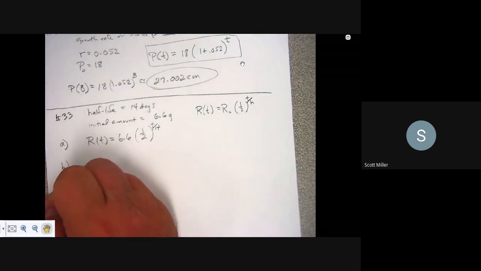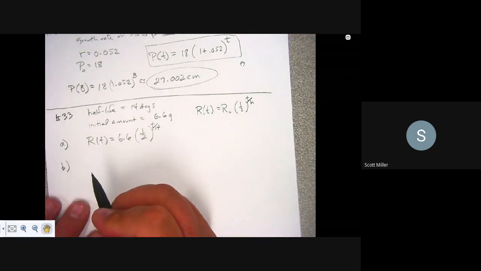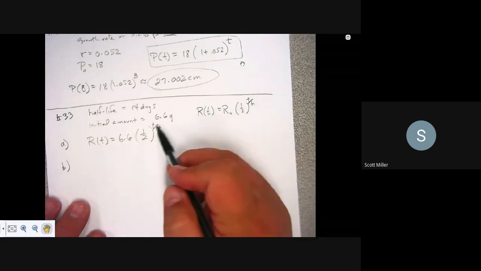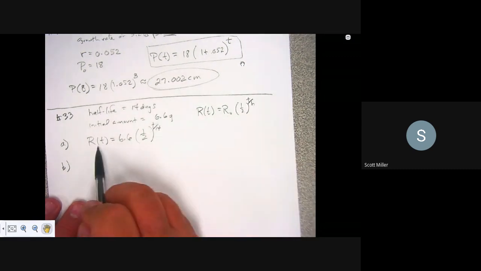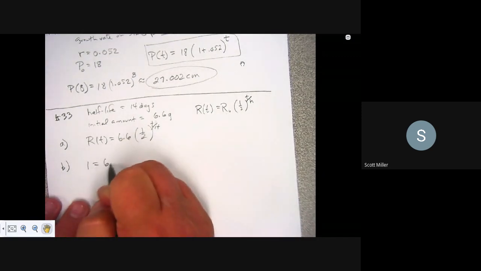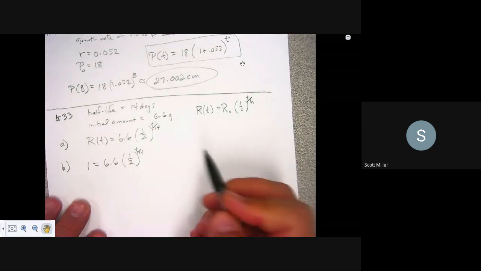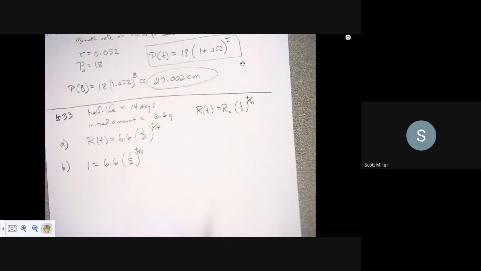Part B is, when will there be less than 1 gram remaining? So when means I need to know a time, and I want 1 gram left. That means the amount left, that's what this is, I want that to be 1. So in doing this problem, it'll be 1 equals 6.6 times 1/2 to the T over 14. As you know, we do not have the ability to solve this algebraically yet. So we would have to use our calculator technique for graphing and finding points of intersection.